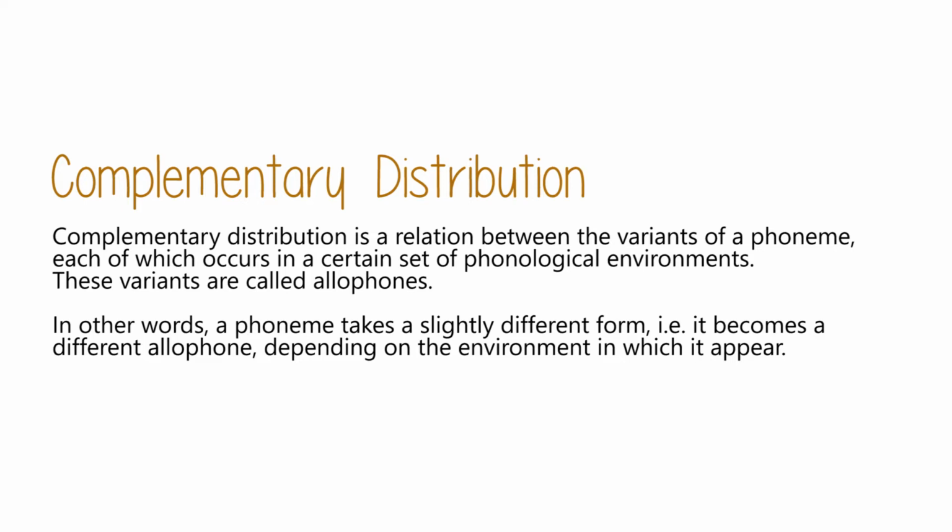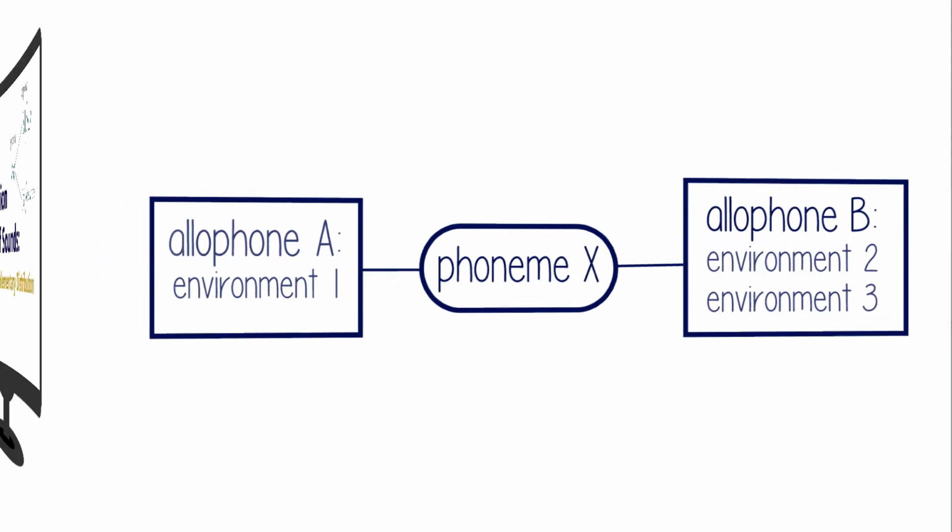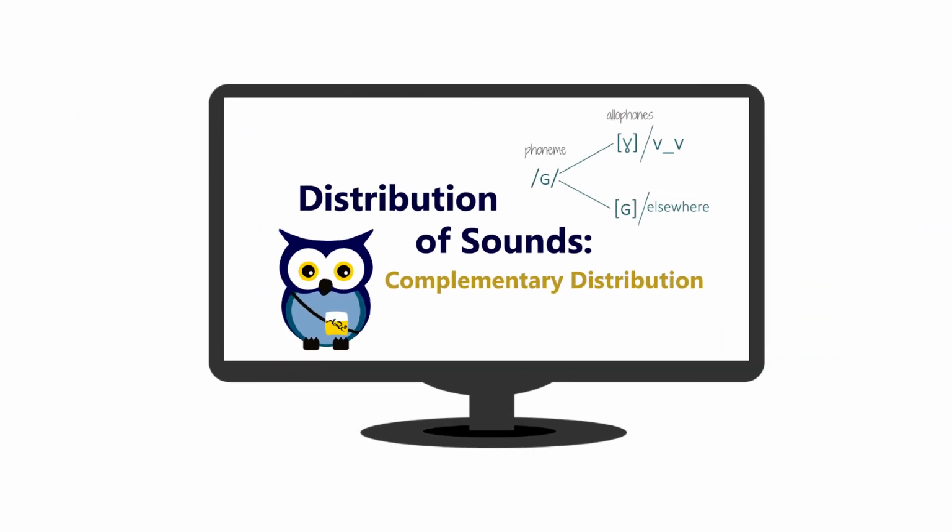that are mutually exclusive, such that if allophone A of phoneme X appears in environment 1, allophone B never appears in the same environment. So allophone B would appear in environment 2 or 3, but not environment 1. To know exactly what this means, you can go back to the video that we did about complementary distribution.